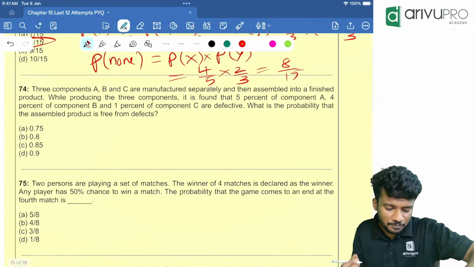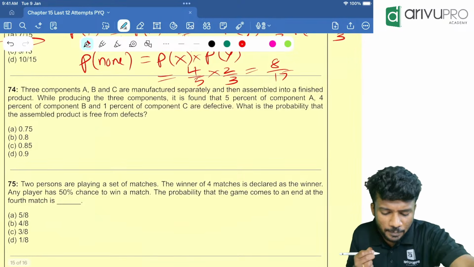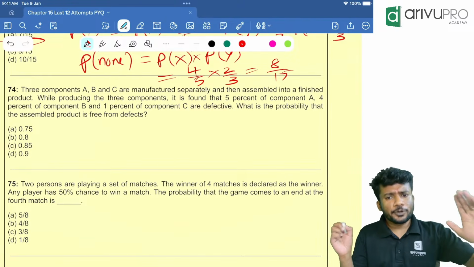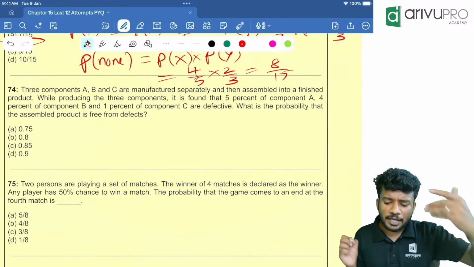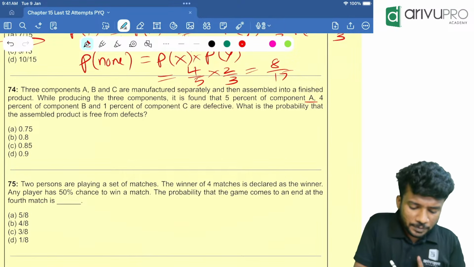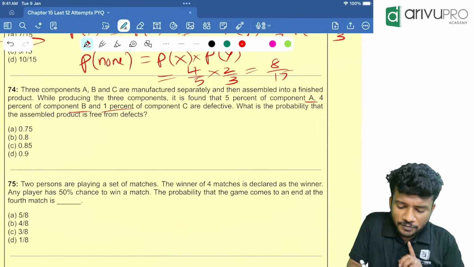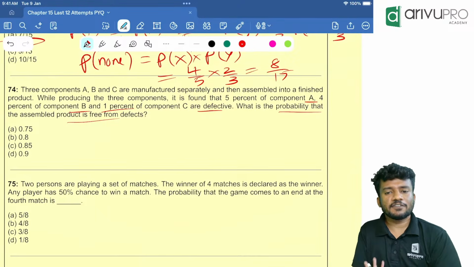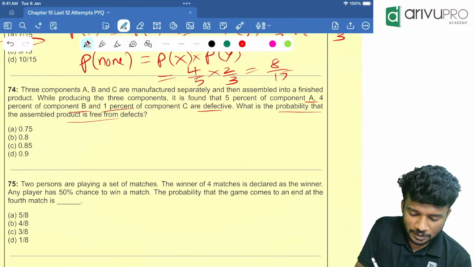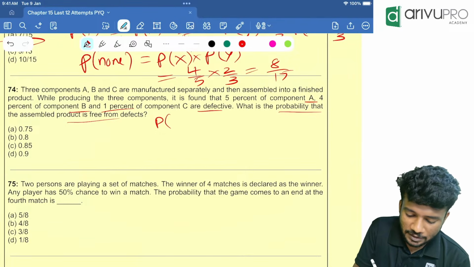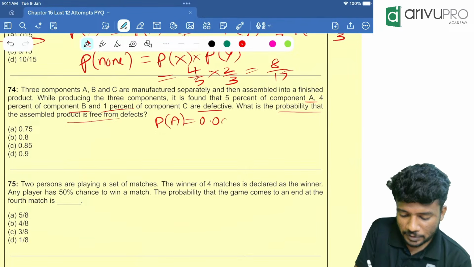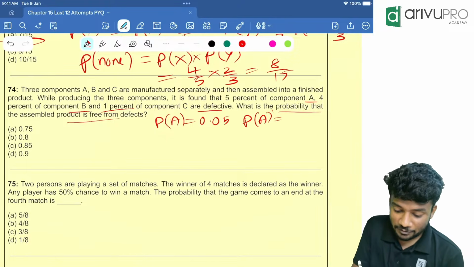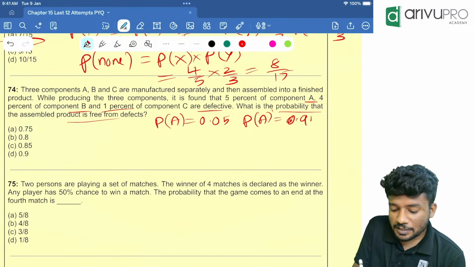Next question. Three components A, B, C are manufactured separately. Then they are assembled into a finished product. While producing three components, it was found 5% of component A, 4% of component B, 1% of component C are defective. What is the probability that the assembled products are free from defective? If P of A is 5%, that means P of A is equal to 0.05. Then P of A complement, not defective, will be 1 minus 0.05, that is 0.95.